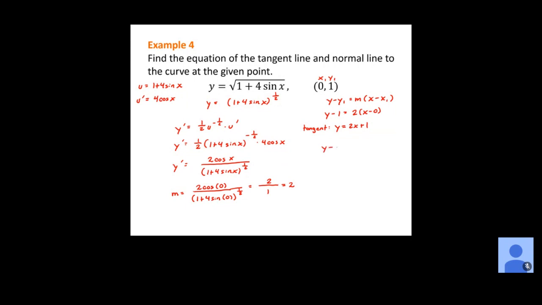So now we're going to use this formula here. We're going to get y minus 1 equals negative 1/2 x minus 0 this time. And again, you could leave it like that, or if you want to distribute here, that's just going to give us y equals negative 1/2 x plus 1. That is our normal line here.